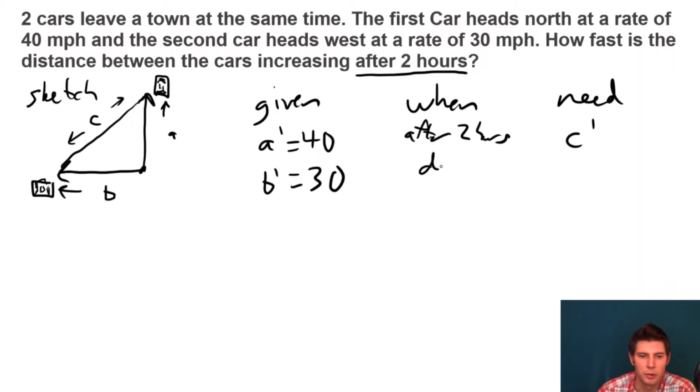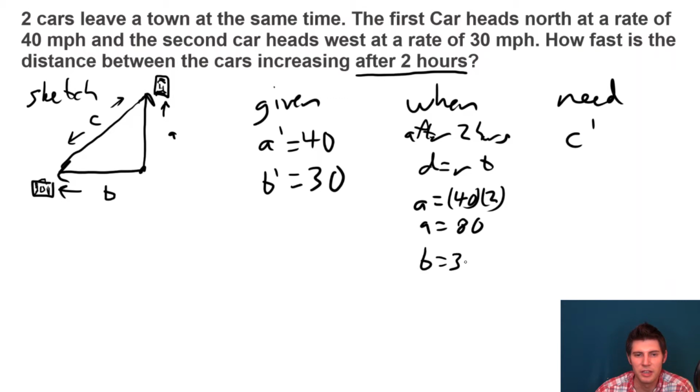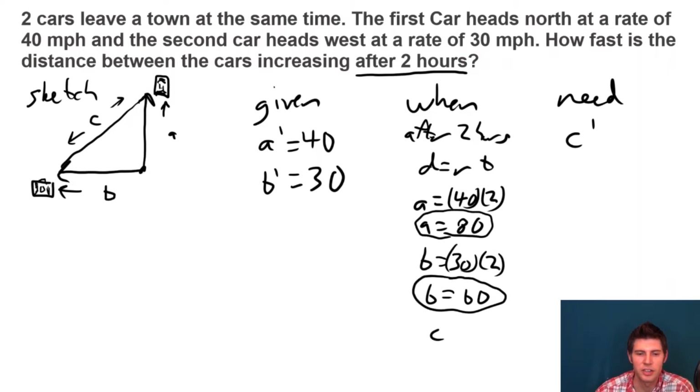So this is another one of those where we're going to use D equals R times T to get some of the values. So if A is 40 miles per hour for 2 hours, A equals 80. So we just use distance equals rate times time. If B is 30 for 2 hours, we know B is 60. So those are our legs, these two here. And then we can also solve for C using either Pythagorean theorem or recognizing this is a special triangle. It's a 3, 4, 5 triangle. We have a 60, 80, so C is going to be 100.